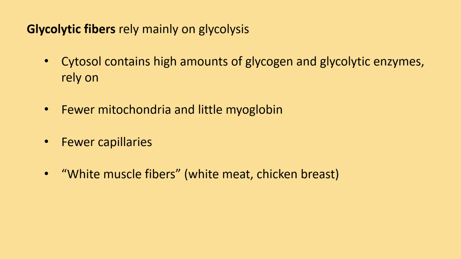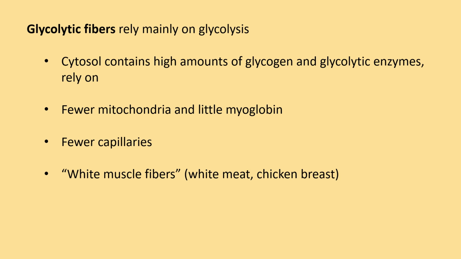And because glycolytic fibers don't rely so much on oxidative phosphorylation, they have fewer mitochondria and less myoglobin. They are less well vascularized. Remember, it's the blood capillaries that allow oxygen to be delivered to our muscle cells. Glycolytic fibers don't have quite as high a demand for oxygen because they rely mostly on glycolysis, which is an anaerobic process. And because they have relatively little myoglobin and aren't as well vascularized, this muscle tissue can take on a light appearance.